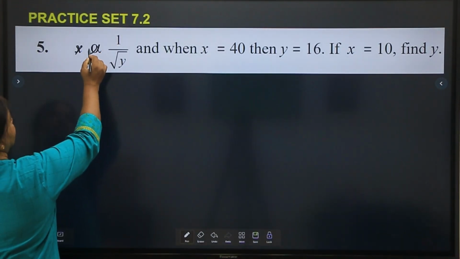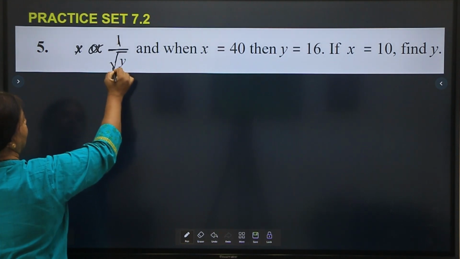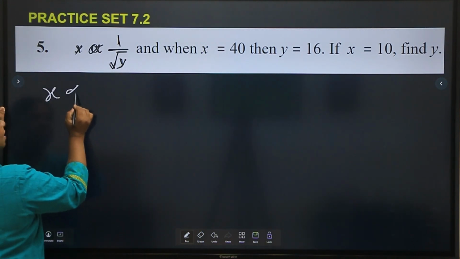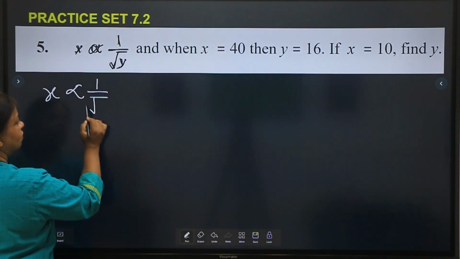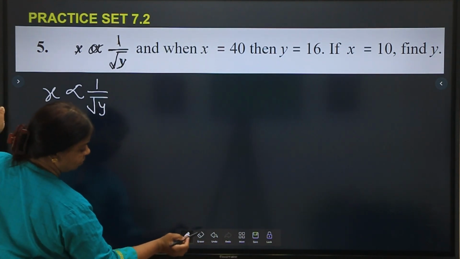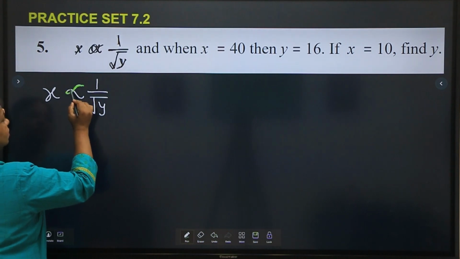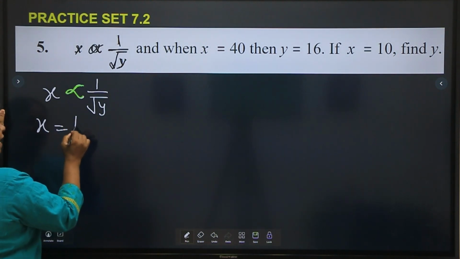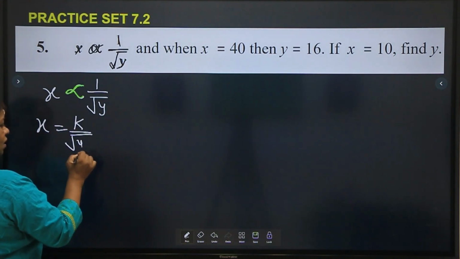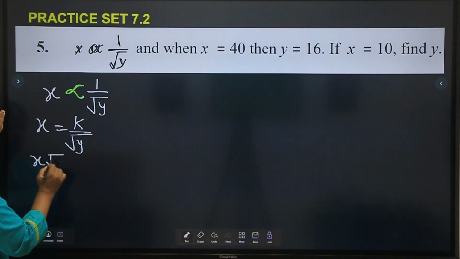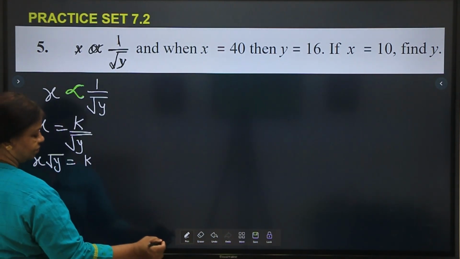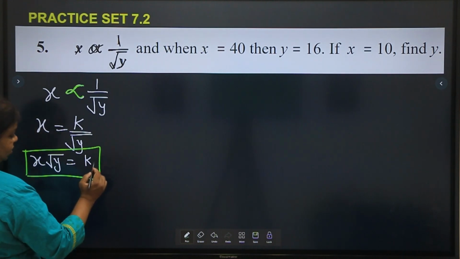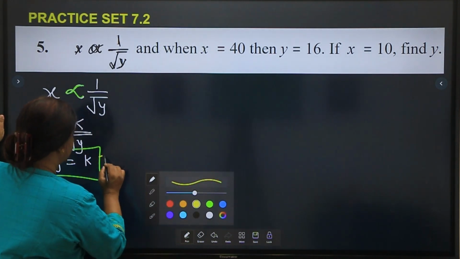X varies inversely to 1 upon root y. Okay, it's directly given. First thing we will do, remove the inverse variation. Clear? So what will come? X is equal to k upon root y. Root y will go here. x root y is equal to k. This will be your constant of variation.